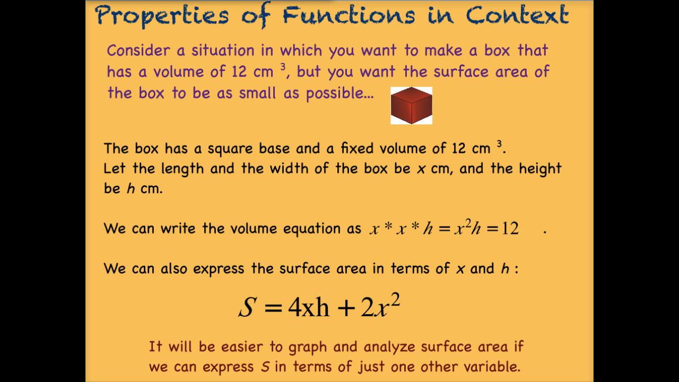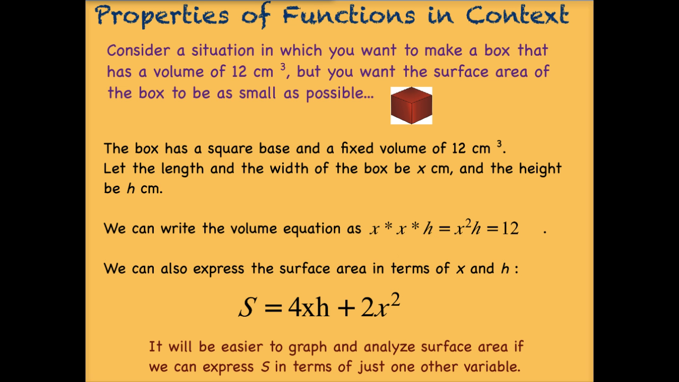So in this situation, the box has a square base and a fixed volume of 12 cubic centimeters. Let's let the length and the width of the box be x and the height be h. So we can write the volume equation as length times width times height. And since it's square, we have length and width both being x's, which gets us x squared times h, which equals 12, as we stated earlier. So this is something that's given. We know the volume equals 12.